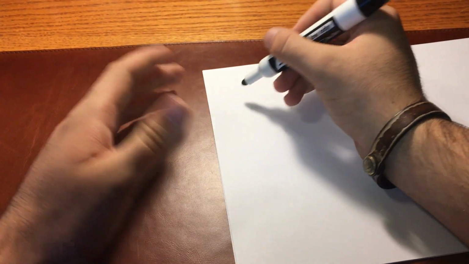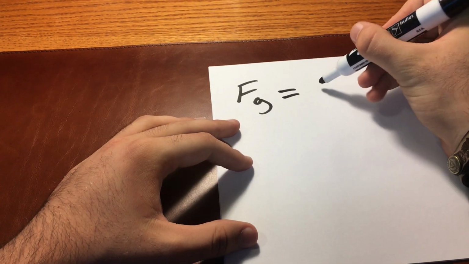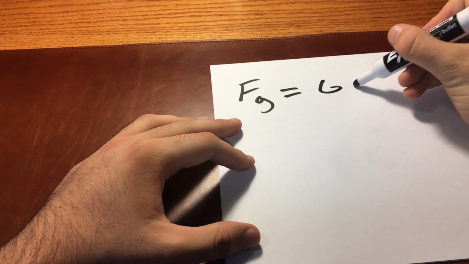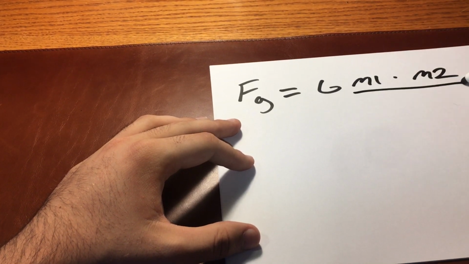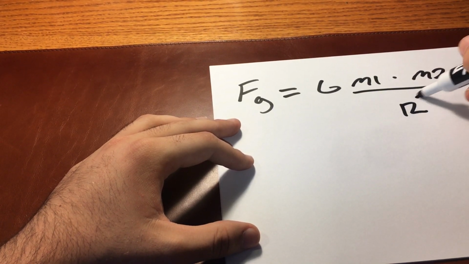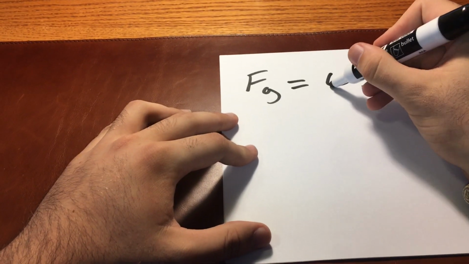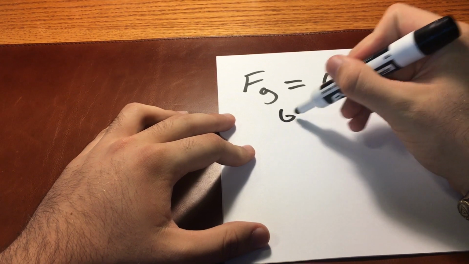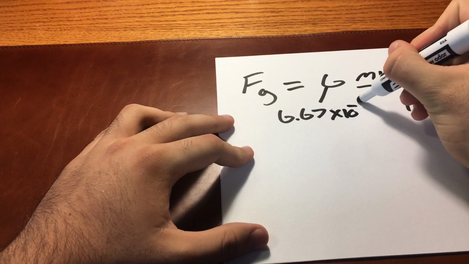The more math behind it, and the big equation that comes with it, and really the main point of this episode, is the law. The force of gravity is equal to big G times m1 times m2 divided by the radius squared. This G right here is the gravitational constant. This is equal to 6.67 times 10 to the negative 11th.